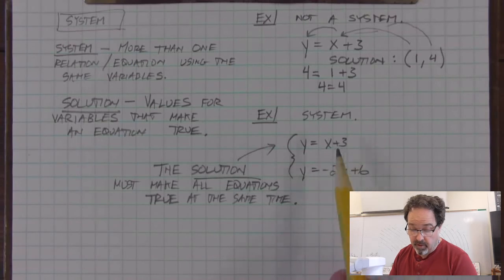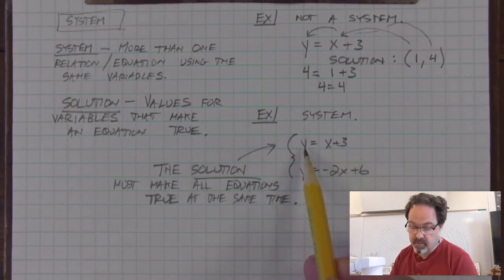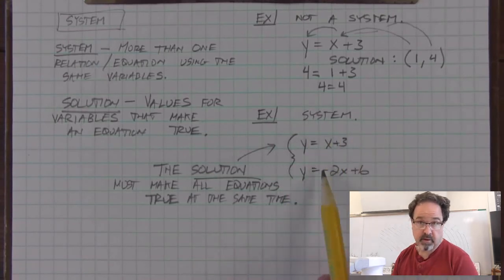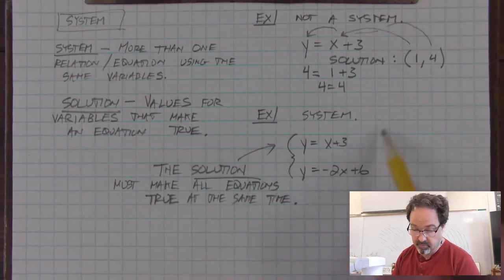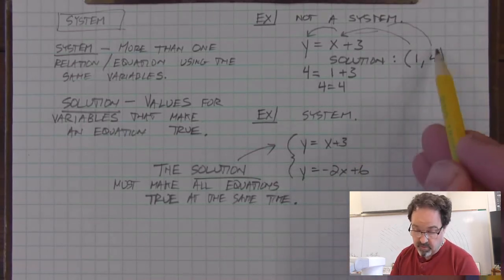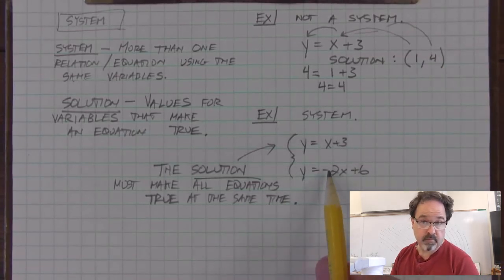So if we find a value for x and y that make this equation true, like the value 1 for x and 4 for y, then it would be a solution to this system if the very same numbers, when substituted into the second equation, made the second equation true also. We could test that. If we substitute 1 in for x, then we get -2 times 1 is -2. -2 plus 6 is 4, and that's equal to the y value of 4. So this pair of numbers for x and y is also a solution to this system.